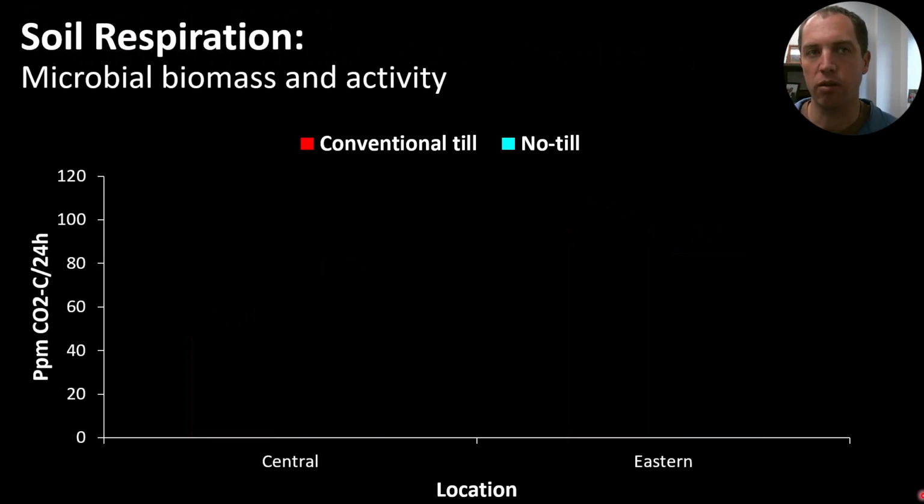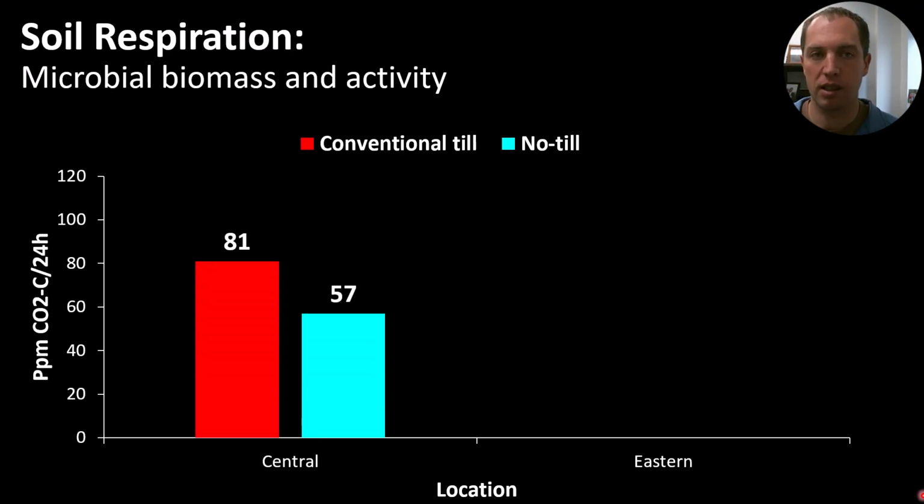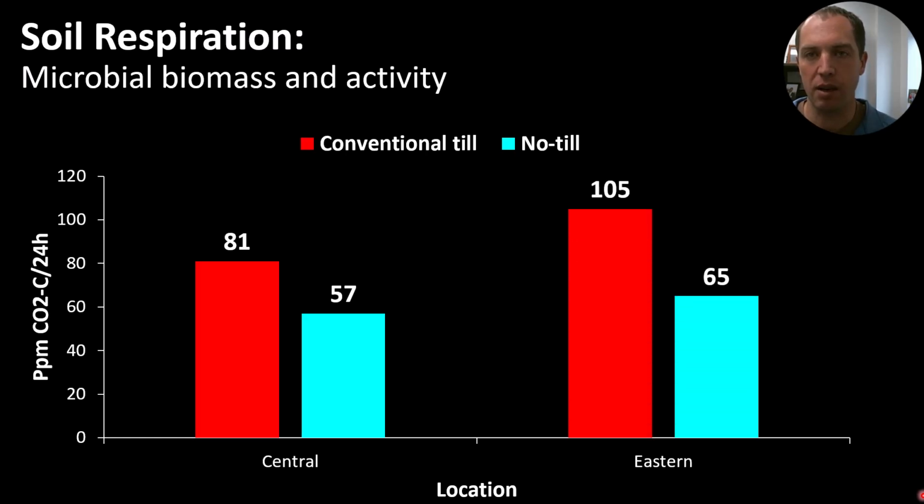But then when we switch to the soil respiration, which measures biomass and activity, so easily decomposable minerals, how fast that is going on, we have the same type of trend. We now flip back to conventional till in central South Dakota being higher than no-till, and also the same trend in eastern South Dakota. And a lot of this trend really has to do with the fact that when you're tilling, you're mixing that soil, you're adding oxygen in there. So now oxygen is no longer limiting as far as that breakdown of carbon, breakdown of nitrogen, and things like that become available to the plant.